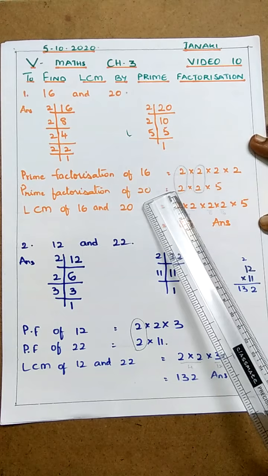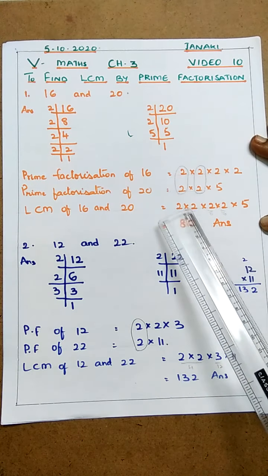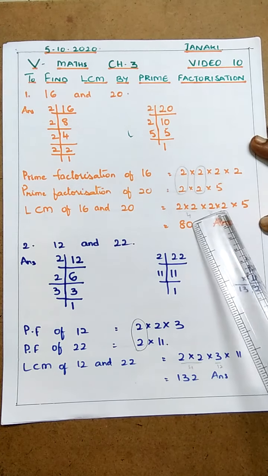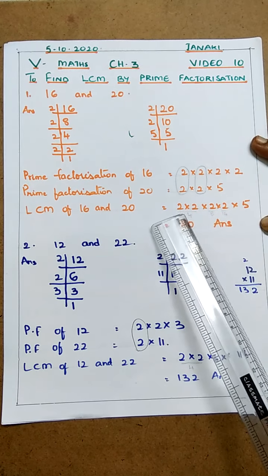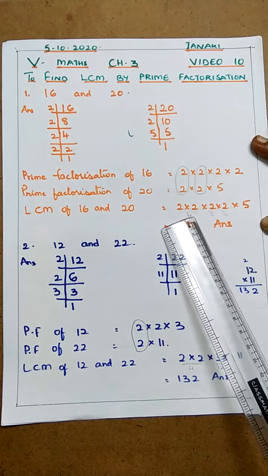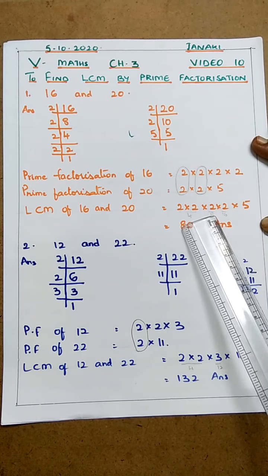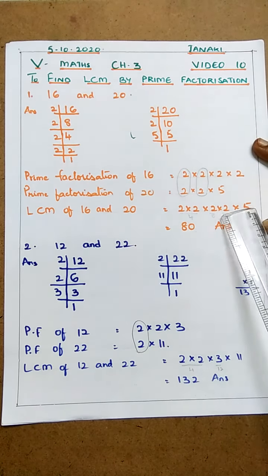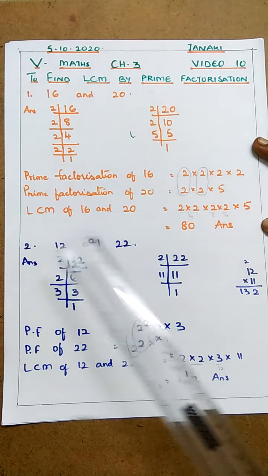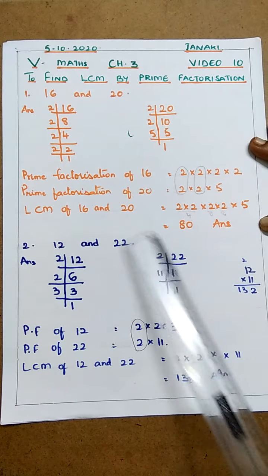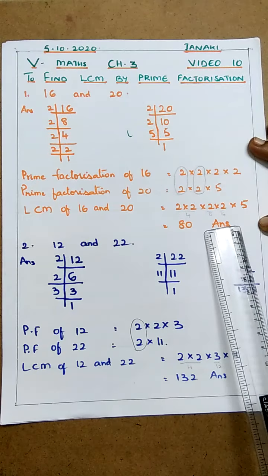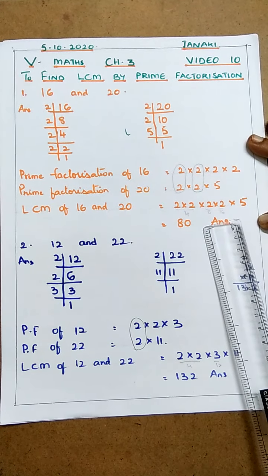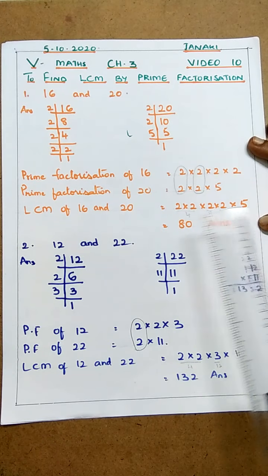First we will write the common factor, that is 2, and again the common factor 2, and the leftover 2's, 2 times 2 and 5. So now let us multiply 2 into 2, 4, 4 2's are 8, 8 2's are 16, 16 5's are 80. So the LCM of 16 and 20 is 80. So this way we can find out the LCM of two numbers by using the prime factorization method.